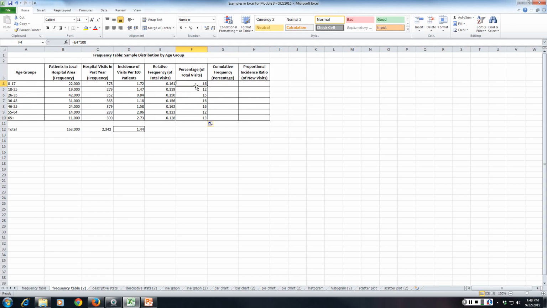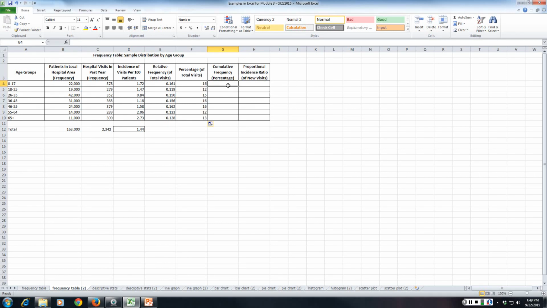So another thing we might want to look at is the cumulative frequency, or cumulative percent, which is often interesting. The cumulative frequency is pretty straightforward to calculate. You calculate it in a direction. In this case, we're moving through the age groups, going from 0 to 17 to 65 plus. And it's simply adding up the relative frequency of the previous categories.